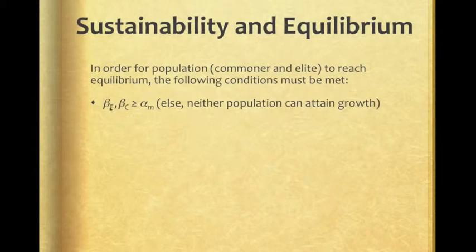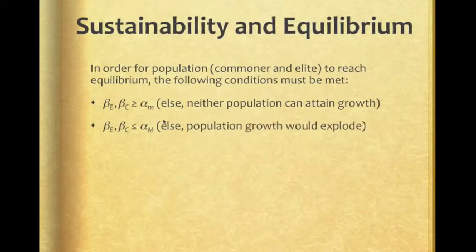First of all, the birth rates of the elites and the commoners need to be greater than the minimum death rate. Okay, otherwise, neither population can attain growth. Okay, so there has to be, this condition has to be met. Okay, that's first condition. The second condition is that both of these growth rates, so the birth rate of elites and the birth rate of commoners, need to be less or equal than the maximum death rate.